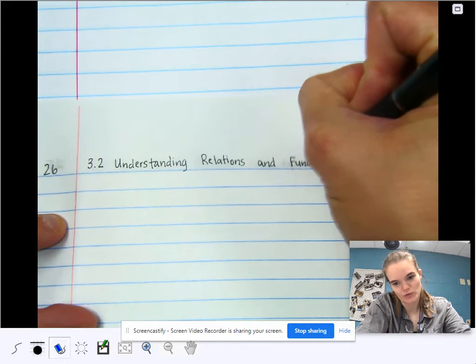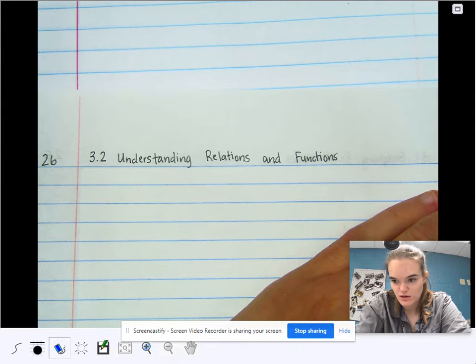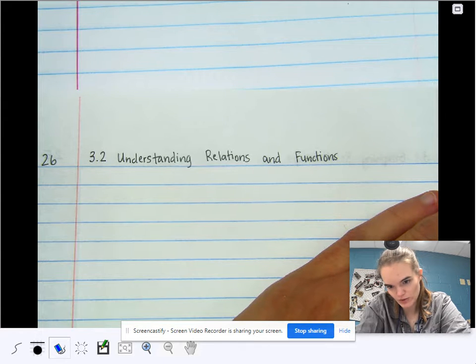And go ahead and label 27 the same thing. We're doing 26 and 27 today. Remember, if you're at home and don't have a printer, it doesn't matter. You just need to be writing in your notebook.